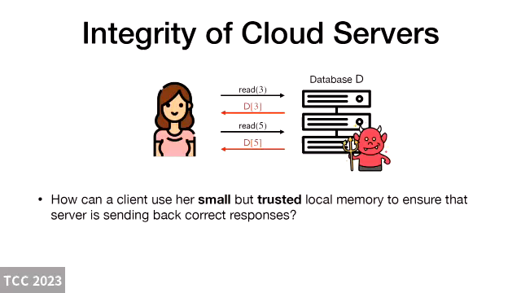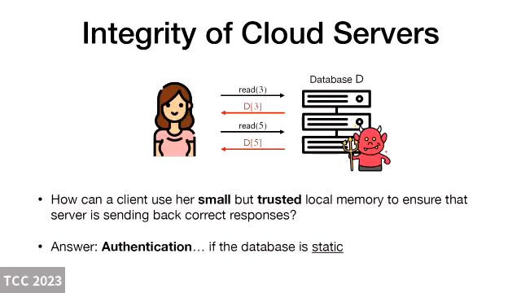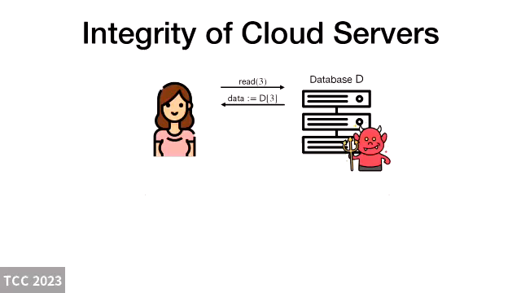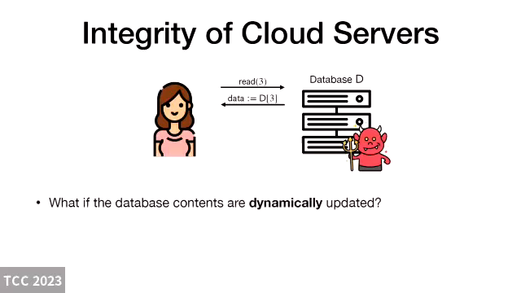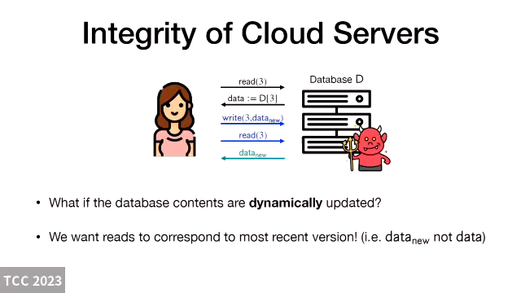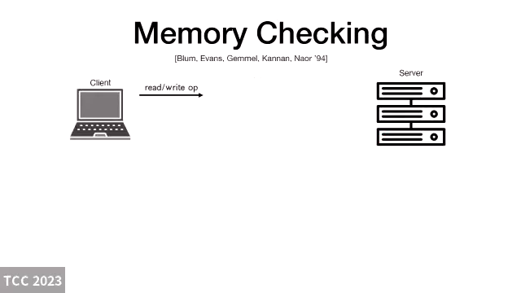Well, we're cryptographers here. The answer here is quite simple. It's just authentication. But this only works if the database were static. So what if the client is allowed to dynamically update the database? For example, now she can also perform writes to the database. And now when she reads the same address, she wants to read the most recent version of that address. So she needs to make sure that what's sent back here, for example, is data new and not data. This is exactly the setup of the memory checking problem.